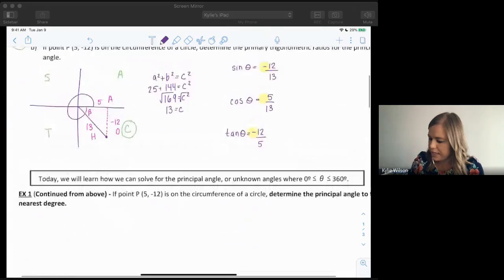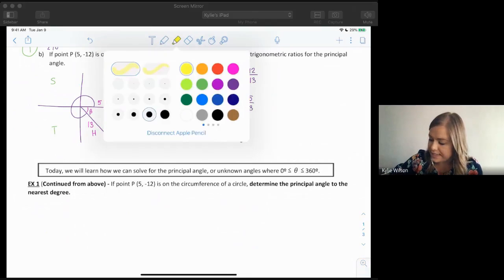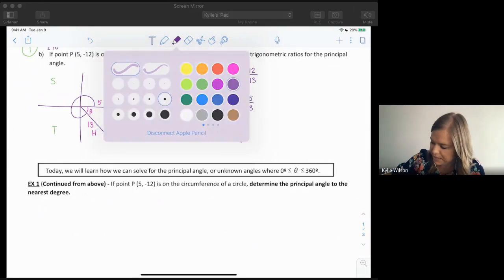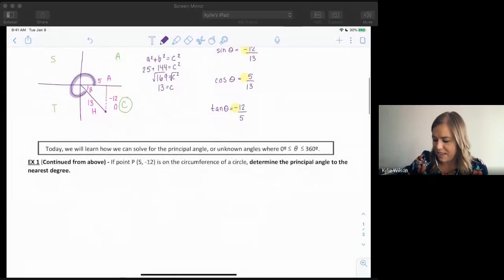Okay, so we're actually going to continue with this example B here. And what we're going to try to find is the value of this angle here. So this big angle here, we want to find the value of that angle. So let's get started. So we are given our trigonometric ratios over here. So what we're going to do is use those in order to find our beta.